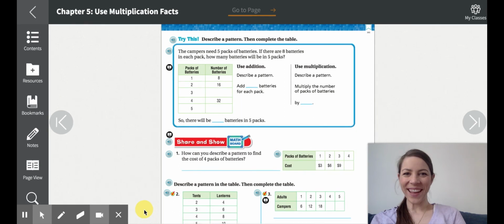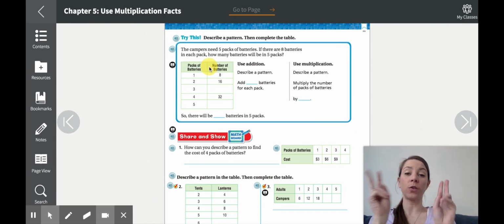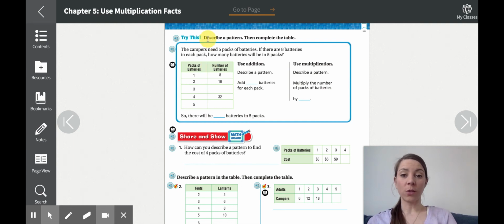Okay, so now we're still in lesson 5.1. We're on the try this, the second problem where we're going to figure out patterns in a table. It says describe a pattern, then complete the table. The campers need 5 packs of batteries. If there are 8 batteries in each pack, how many batteries will be in 5 packs?